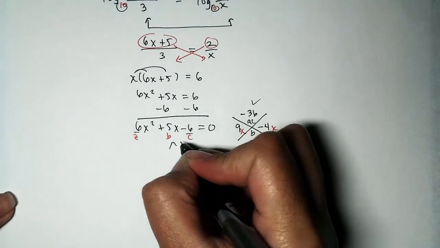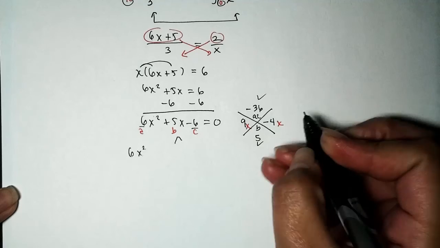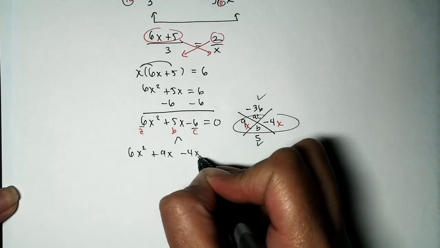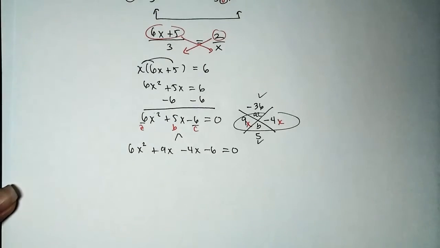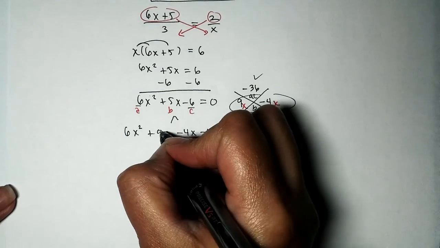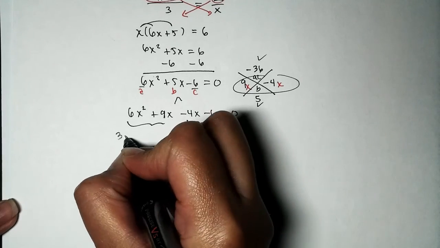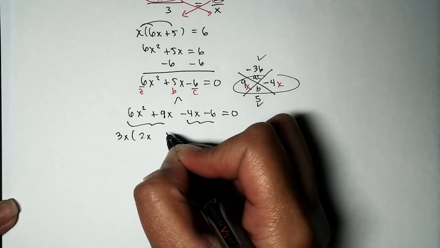So that will give us 6x squared. 9 is positive, so plus 9x minus 4x minus 6 equals 0. Now that we have 4 terms, let's go ahead, factor by grouping. From the first group, we can factor out a 3x, and that will leave us with 2x plus 3.